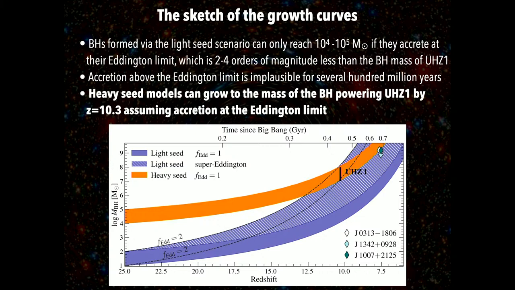And these shaded curves here mean super-Eddington accretion rates. If you start with 10 to 100, you need continuous accretion at 2 times the Eddington rate, which is, again, theoretically very difficult. So given this growth curve and the very high black hole to galaxy mass ratio, all of this argues that in this particular case, we favor the heavy seed model. So UHZ1 really favors the heavy seed model.